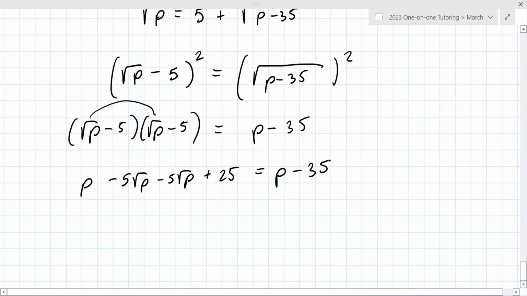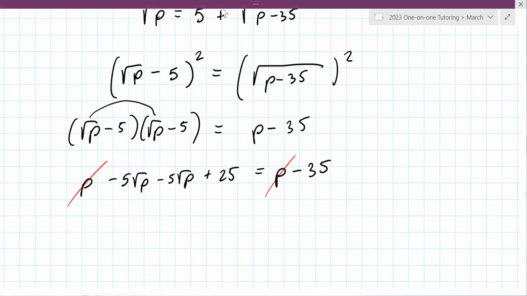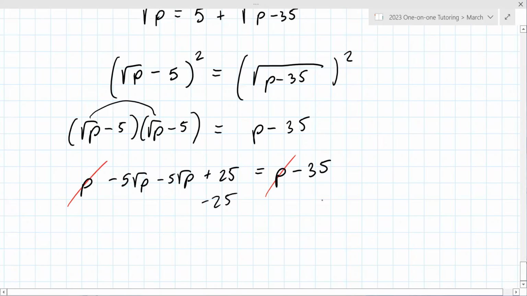So actually, I was wrong. This does not turn into a quadratic, but I will make a comment here about something else. So the p's do cancel. They just go away there. You subtract 25 from both sides, and you combine like terms. So it's minus 10 square root p equals minus 60.